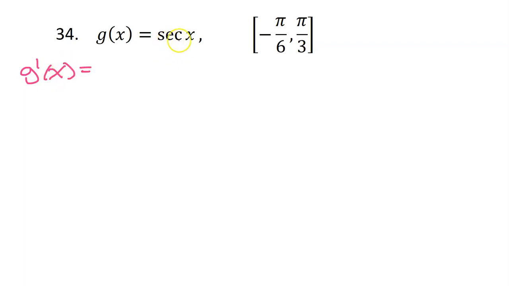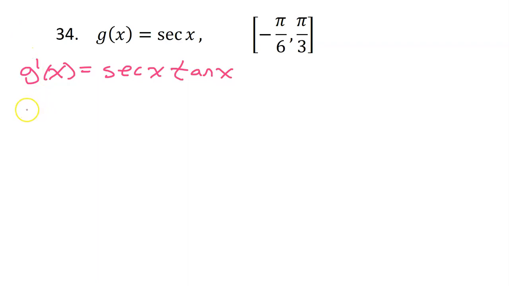Do you remember the derivative of secant? It is secant tangent. So we will write secant x tangent x. That's it for the derivative. Let's go ahead and find the critical numbers.